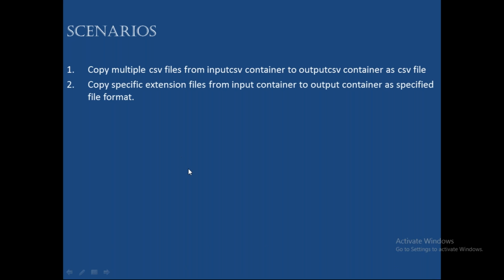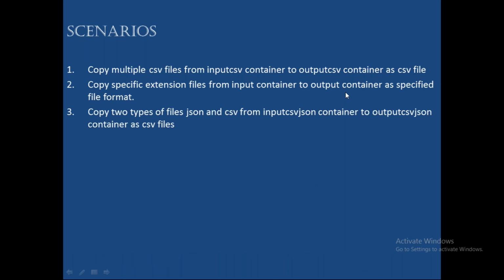The next scenario is not only CSV. In my container, I have JSON, CSV, Parquet, Avro. There are multiple file formats in the same container, but I want to separate all the file formats. Let's imagine this input container has different file formats. My goal, as per my requirement, is to extract only .json files, meaning only JSON files, and load them into the output container. How can you extract specific extension files from the input container to the output container? This particular scenario also we are going to discuss.